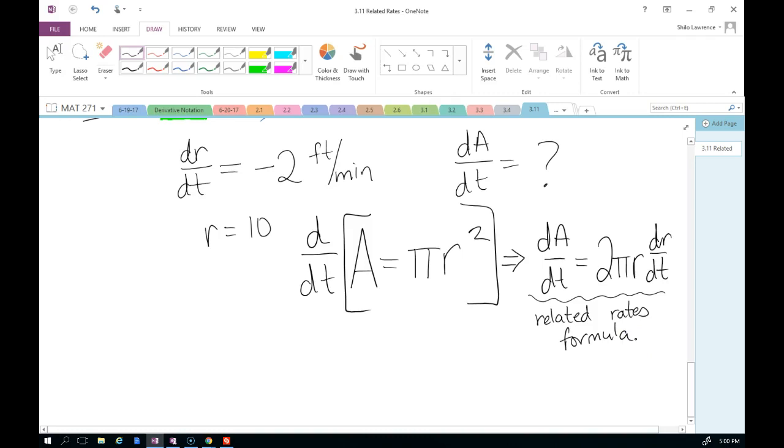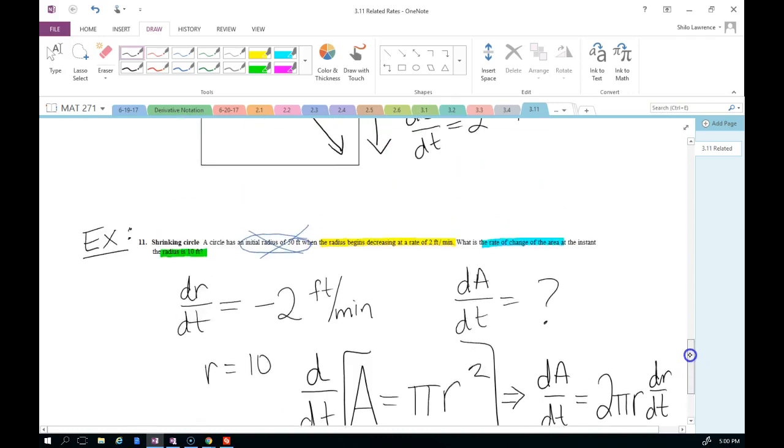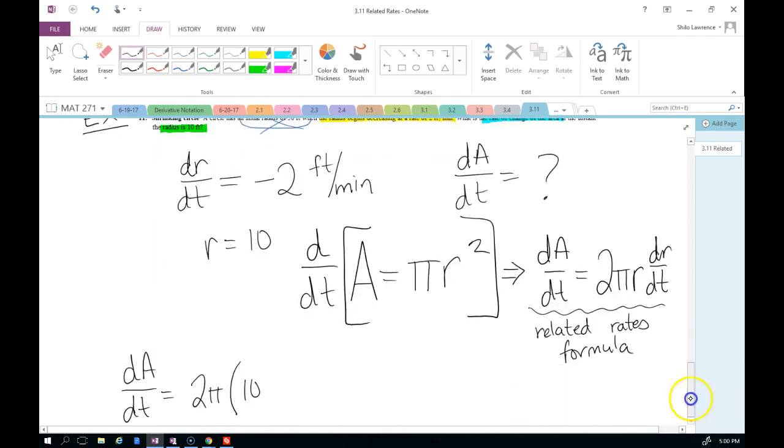And we know a few of these values, so we can plug them in. We know that dr/dt is -2, and we know that r is 10. Pi is just a constant, 2 is just a constant. So really, we know everything on the right-hand side here, and we can solve for dA/dt. So that 10, and I'm going to use some units here, the 10 was in feet. And then dr/dt was -2 feet per minute.